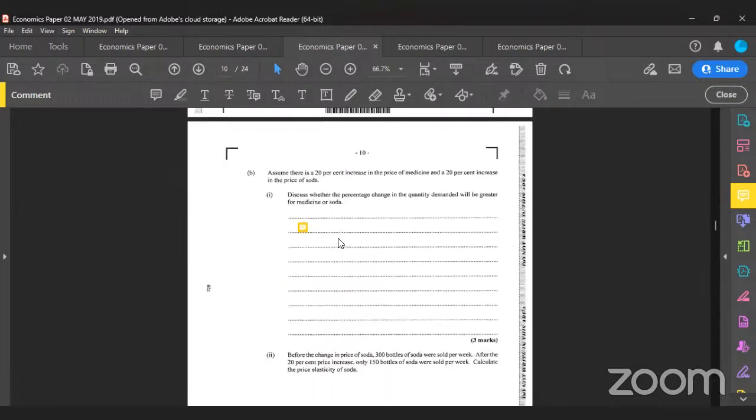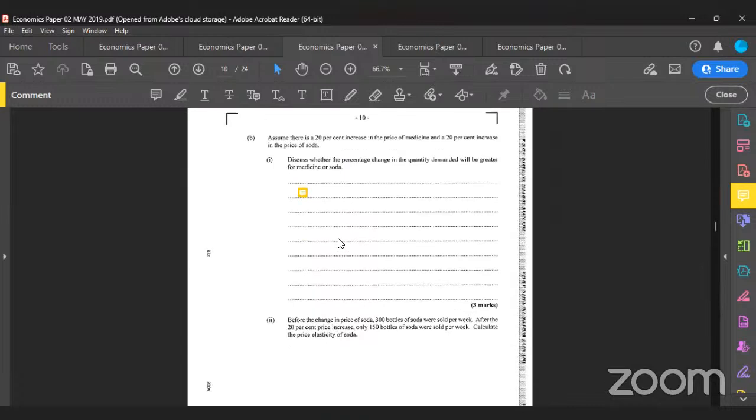Part B. Assume there's a 20% increase in the price of medicine and a 20% increase in the price of soda. Discuss whether the percentage change in quantity demanded will be greater for medicine or soda. They both have a 20% increase, right? However, they're not going to have the same effect on quantity demanded.